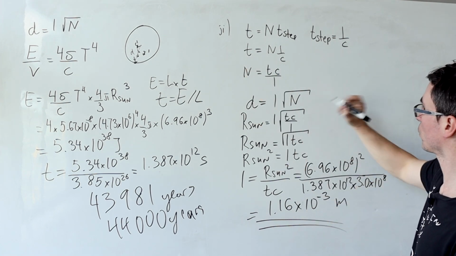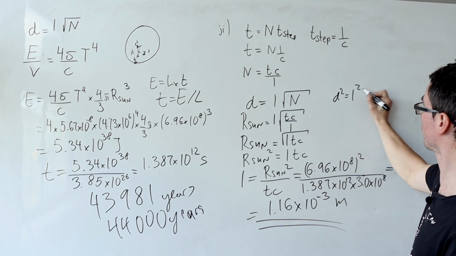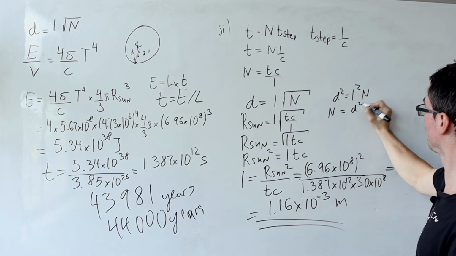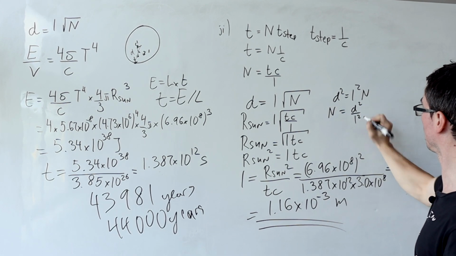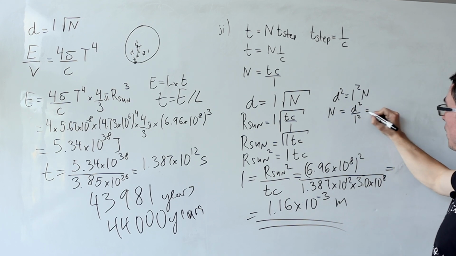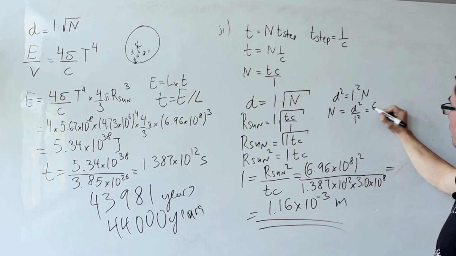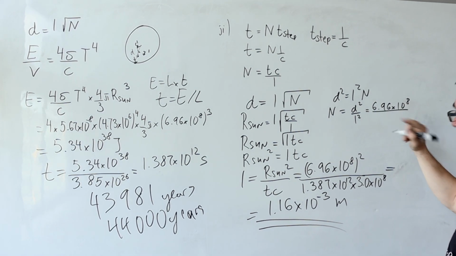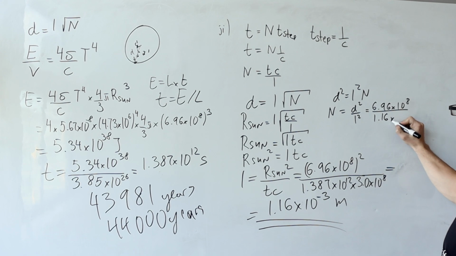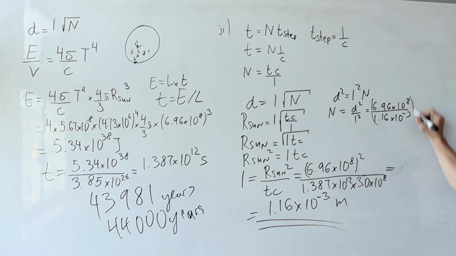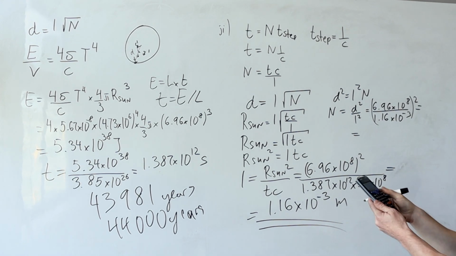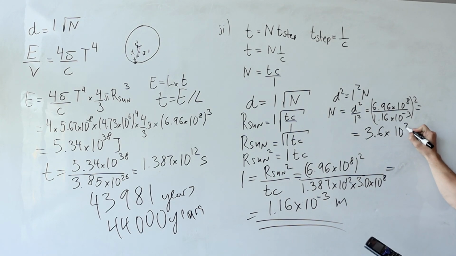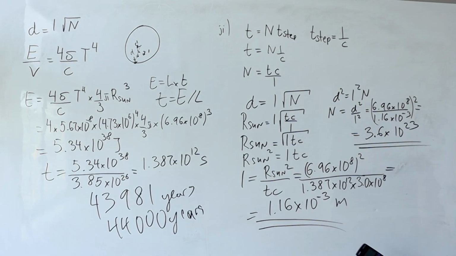Now that we have L, we can work out what N is pretty easily. Let's just square everything. D squared will be L squared times N. In other words, N will be D squared divided by L squared. D was just the radius of the sun, so it'll be 6.96 times 10 to the power of 8, divided by L, which was 1.16 times 10 to the power of minus 3. Don't forget to square everything, giving me around 3.6 times 10 to the power of 23.